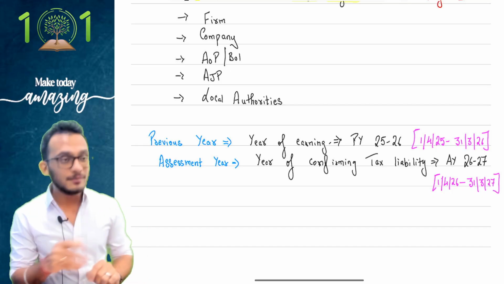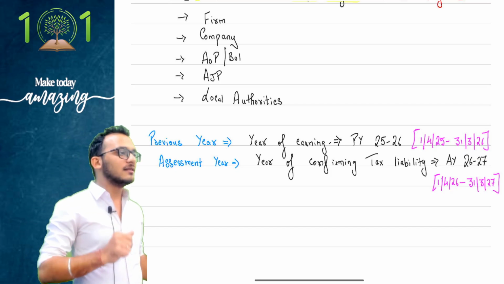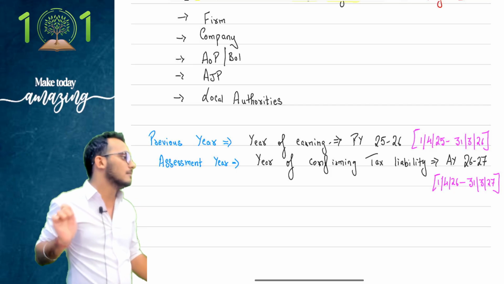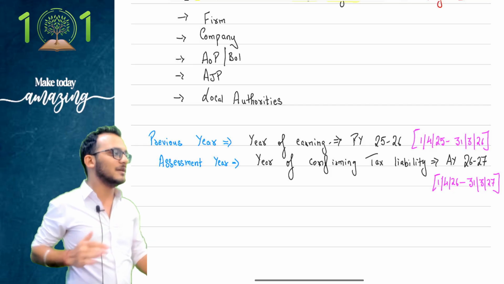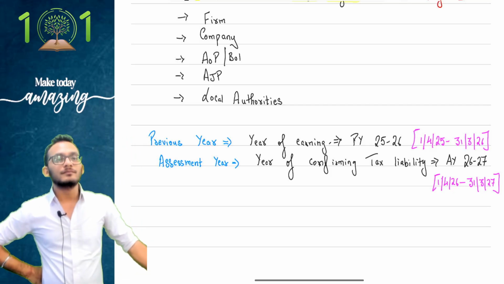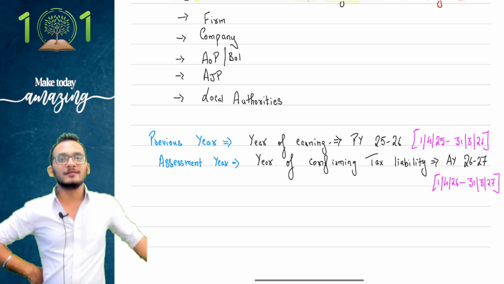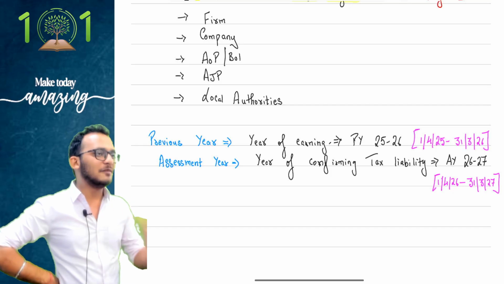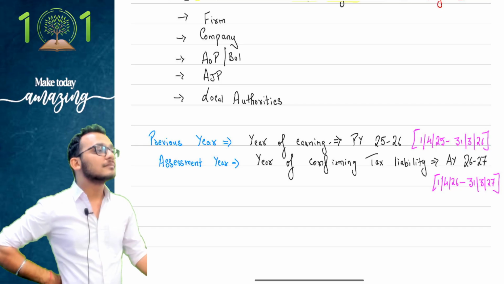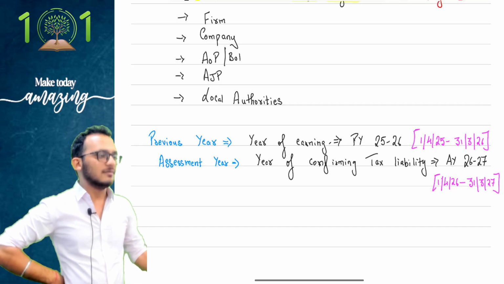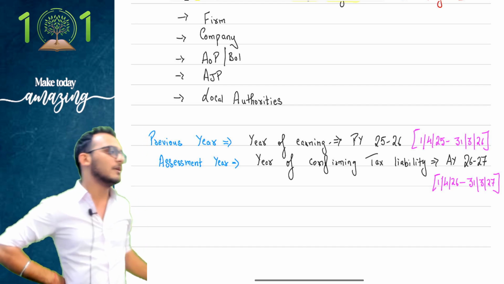Good. Now you're going to keep this in mind, people, because I'm going to ask you questions. The question is very simple. I told you Rahul has earned lottery income on 19th November. Tell me, what is my previous year? What is my assessment year? My previous year is 25-26. My assessment year is 26-27. Tell me my date format. Rahul got a lottery income ticket today, 19th November 2025.